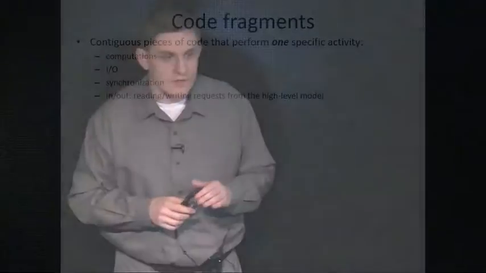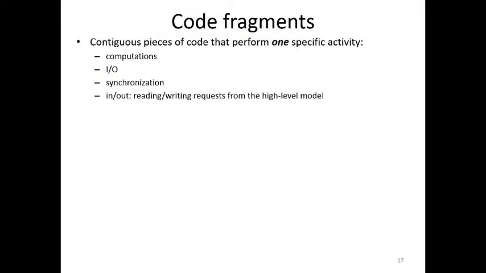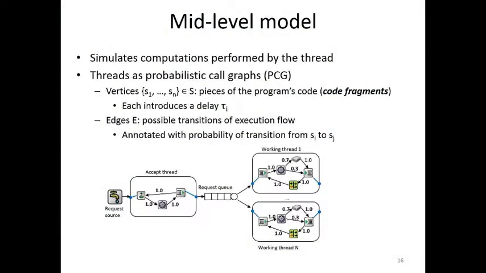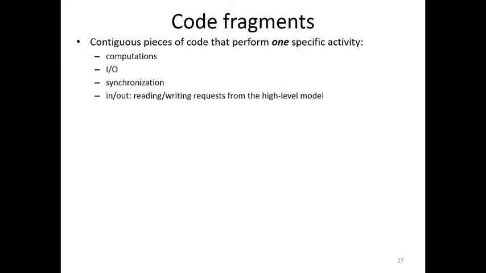Now I just wanted to give you an example. What are the code fragments? As I said, we split the code of the thread into these pieces, code fragments. A code fragment is a continuous piece of code in a program which performs one specific activity. It performs either computations or input-output, like disk reads, synchronization operations, or reading and writing requests to the queues of the program. In essence, these types of code fragments represent the different sources of delay. What can cause request processing delay in the multi-threaded program?